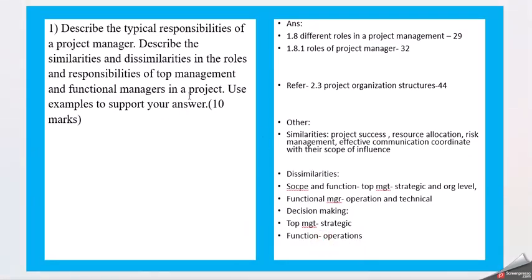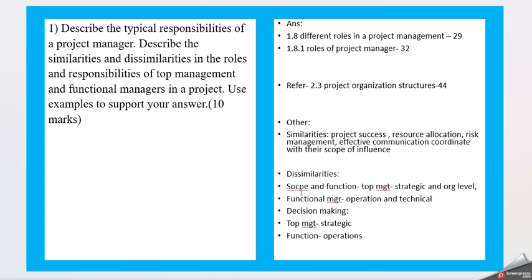What has been asked is that similarities and dissimilarities. So here I try to give you some information. What is similar between the top management and the functional manager is they both focus on the project success. They both are involved in the resource allocation, maybe at the different level, but yes, they have to do resource allocation. Risk management again, then effective communication, coordination with their scope of influence.